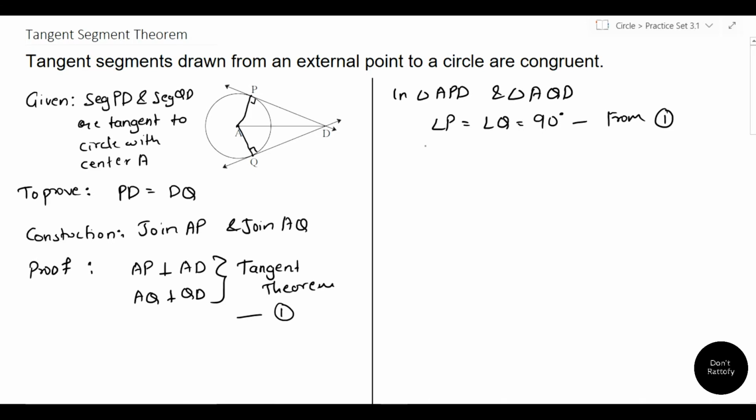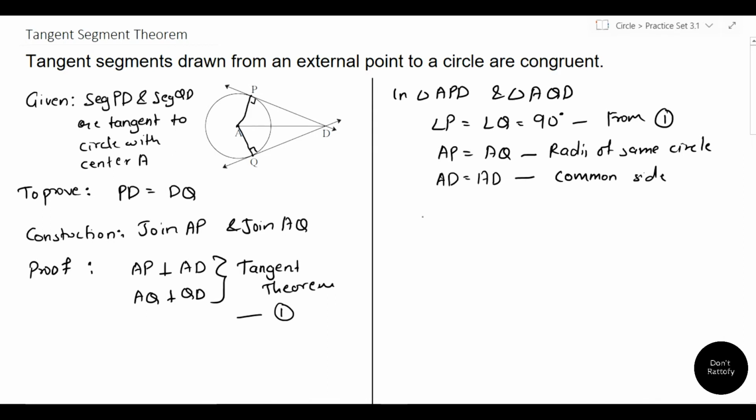Okay, I also know that AP is equal to AQ. Both are the radii of the same circle. Basically, AP and AQ are the radii of the same circle with center A, and the radius is the same for the entire circle. Hence, AP and AQ are equal. Also, you can see that AD is equal to AD. That is, AD is the common side.